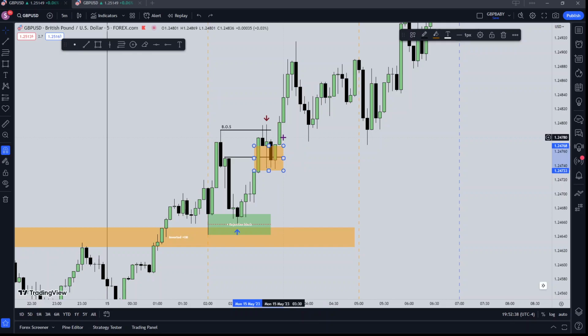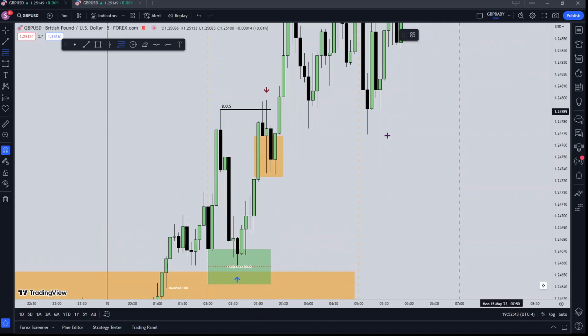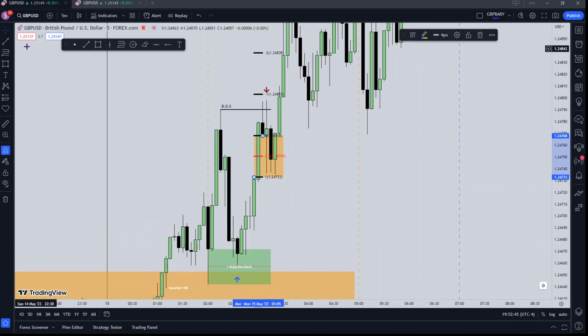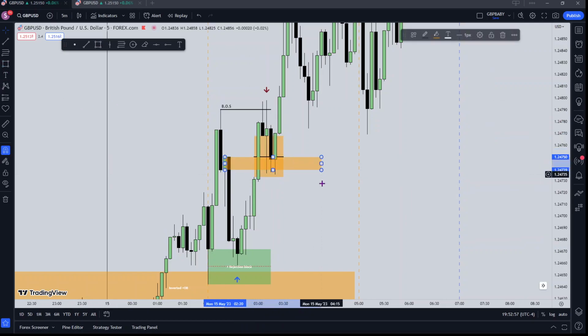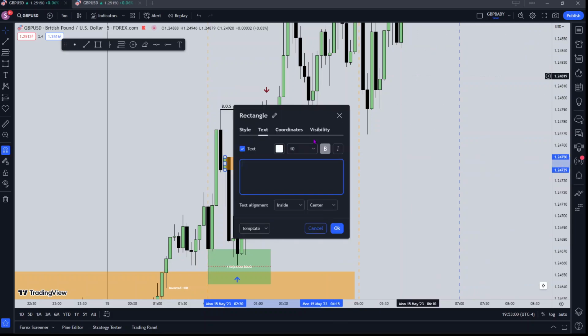Well, I guess it's the consequent encroachment of this actual fair value gap. So I'm going to do that instead. And you can see it's finding support, and again an inverted order block, as I like to call them. Inverted OB. It was a bearish one, so now it's a bullish one.